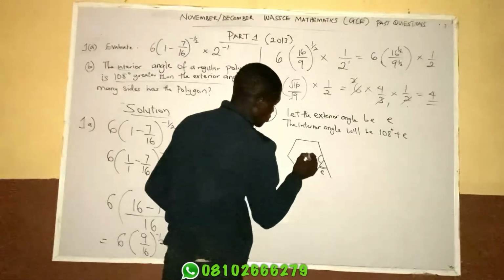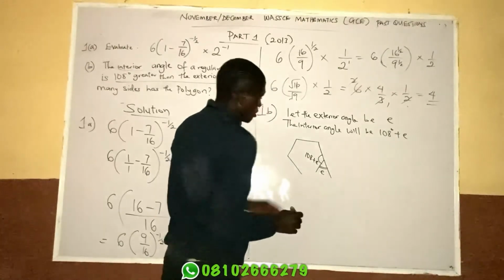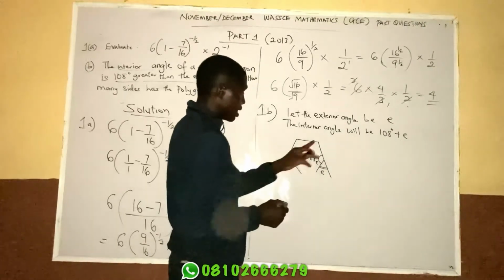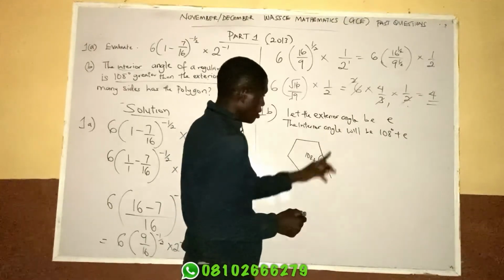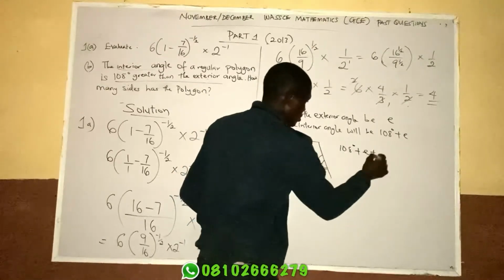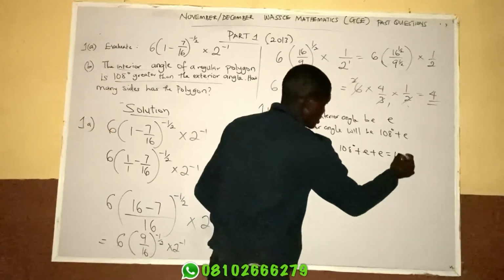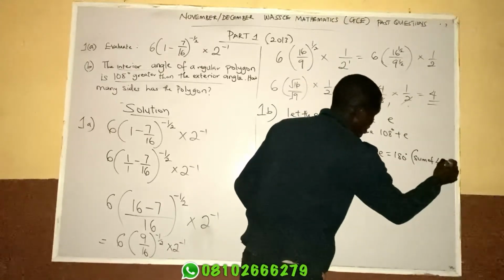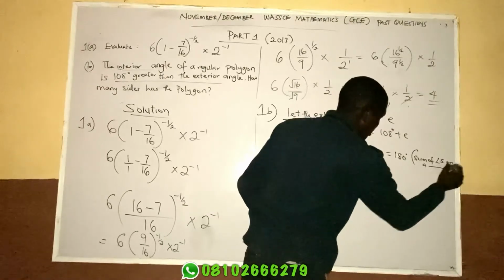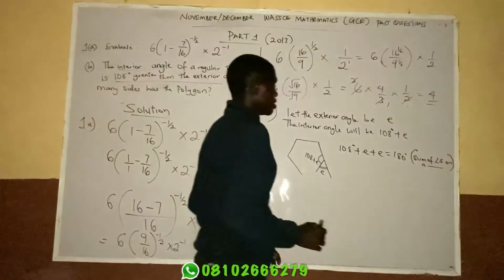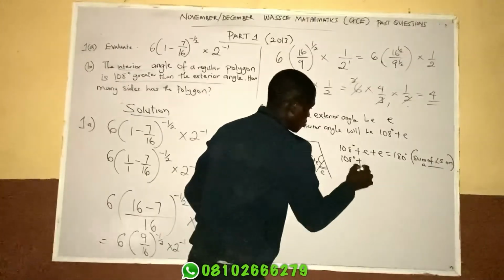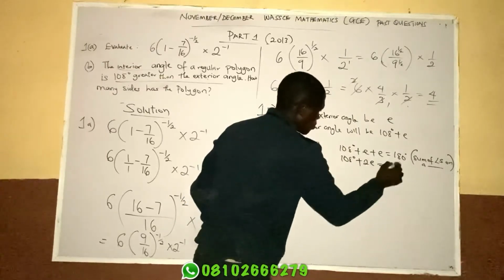The interior angle is 108 plus E. Remember that this interior angle plus the exterior angle is an angle on a straight line. So if we add them together, 108 degrees plus E plus another E is 180 degrees, because the sum of angles on a straight line is 180 degrees. So we have 108 degrees plus 2E equal to 180 degrees.